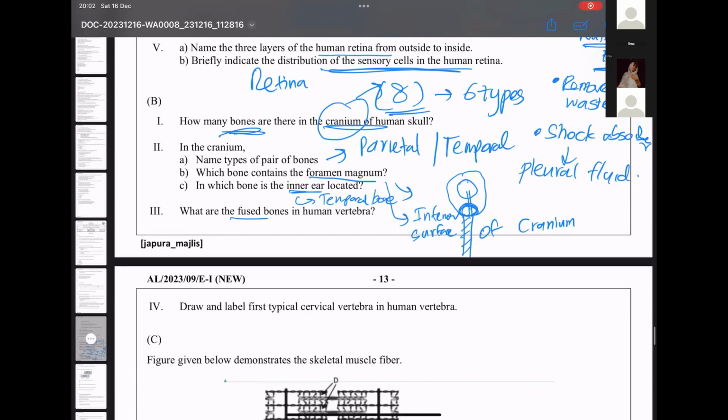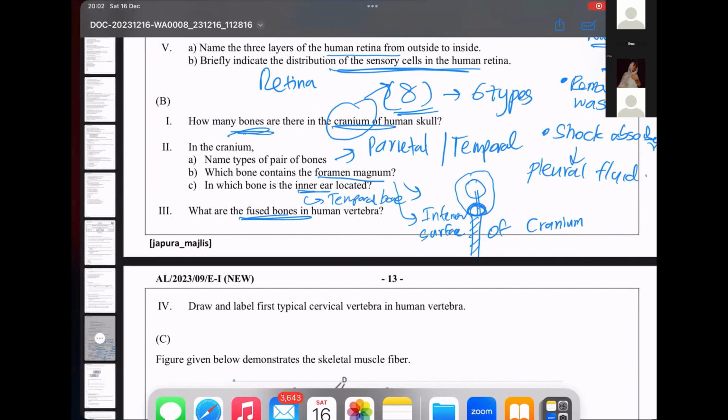What are the fused bones in the human vertebrae? Fused bones come at the end. So, vertebrae consists of what types of bones? Again, I will go back there. Vertebrae consists of what types of bones? So when you see from here, skull, and then now vertebrae.